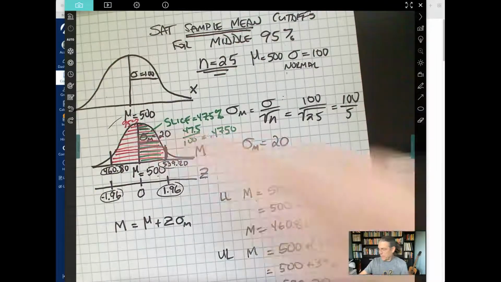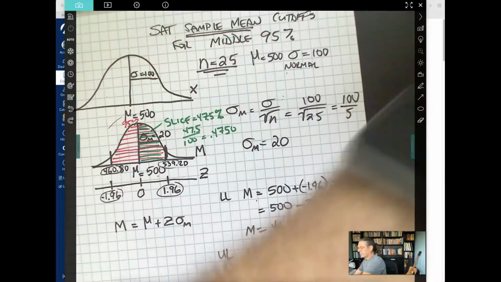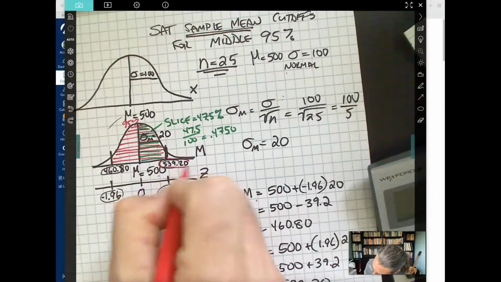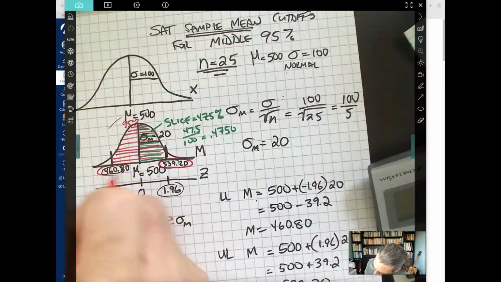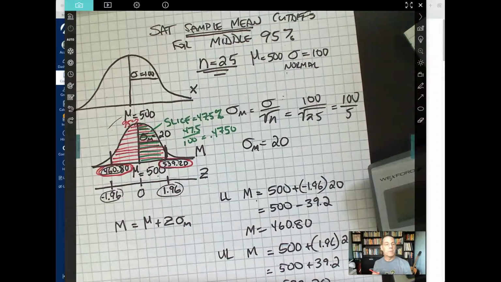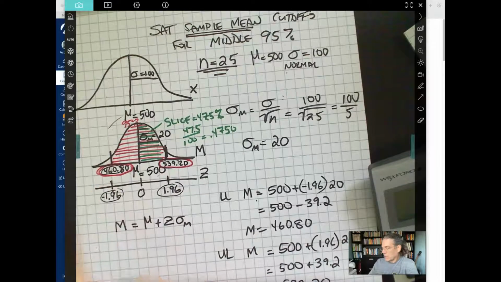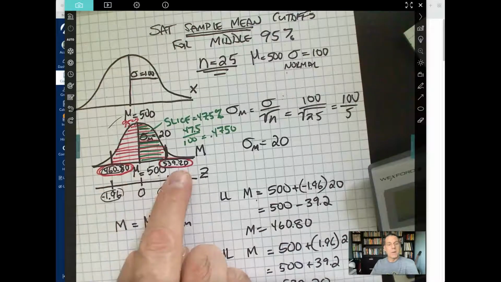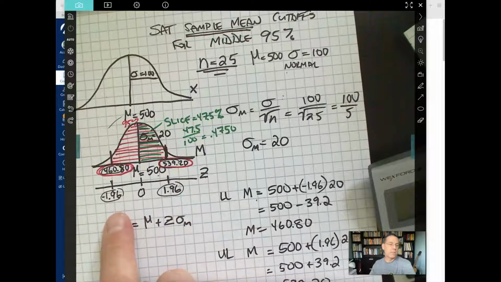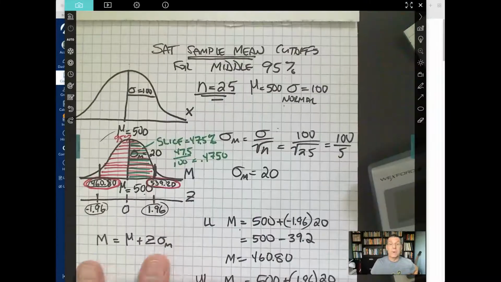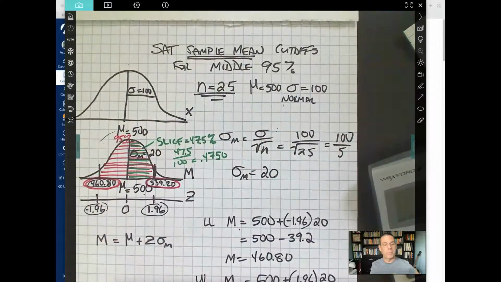And now we have the sample mean cutoffs here for the middle 95%. And those are our answers. And when I say upper and lower, lower is always going to be the smaller number, upper is going to be the higher number. If it was Z-scores, lower is always the negative, upper is the positive. But in this case, it was asking for sample mean cutoffs.